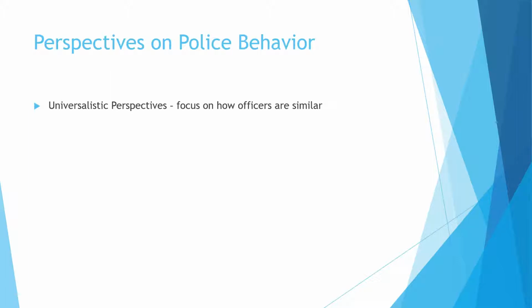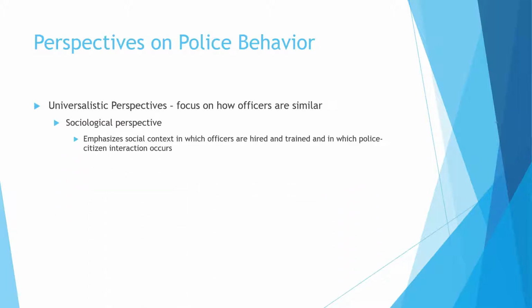So if we break this down, universalistic perspectives, into more specific perspectives, we find that there are sociological perspectives. And so the sociological perspective looks more at the context, the environment in which police work is occurring. So it can include the environment in which police officers are hired, in which they're trained, and in which they interact with the citizens. And so all of these things can combine if we look at the context. What kind of atmosphere is policing occurring in? That's likely going to affect the behavior that police demonstrate.